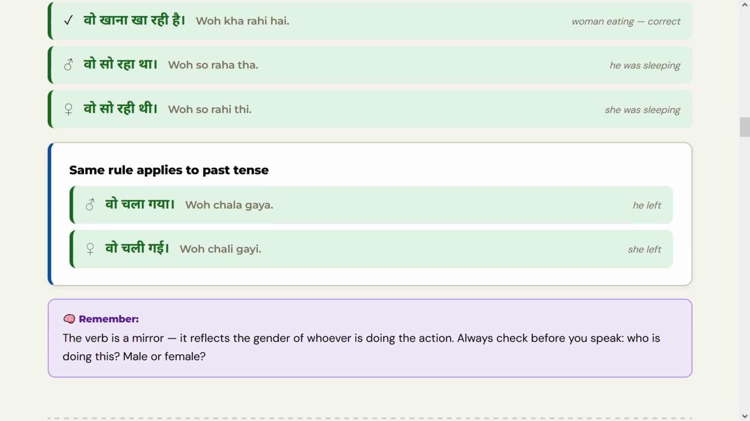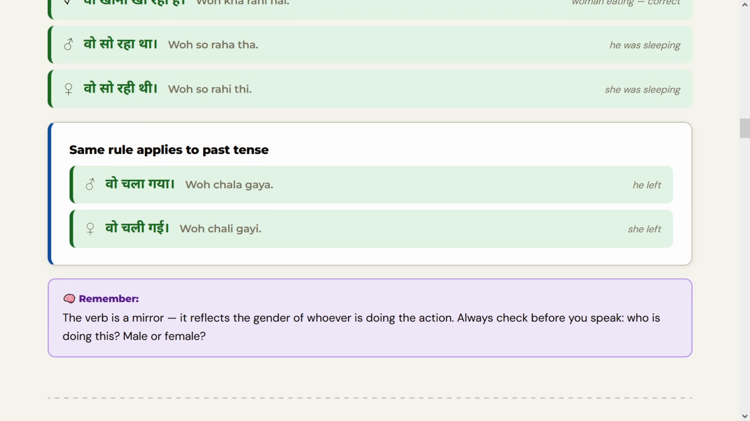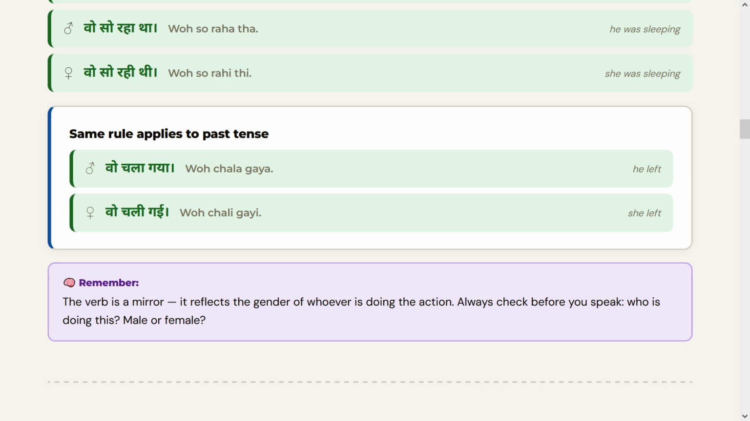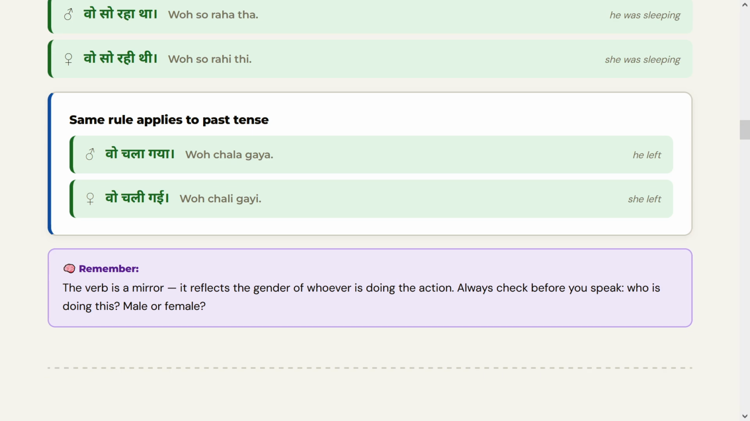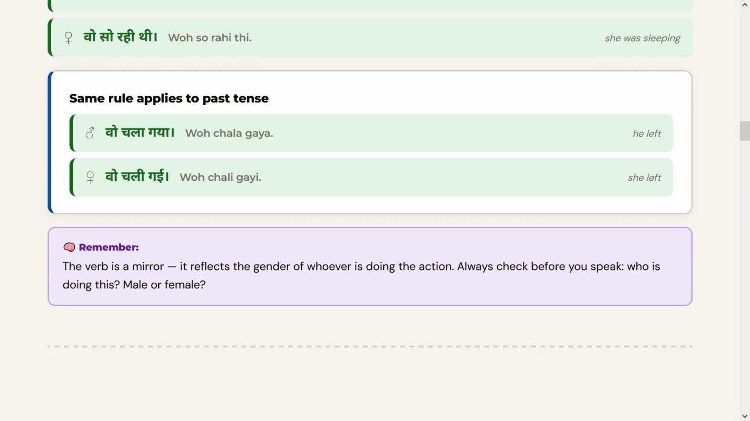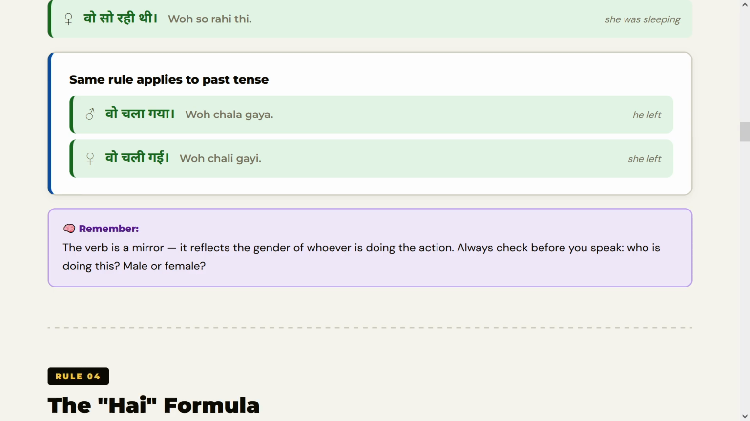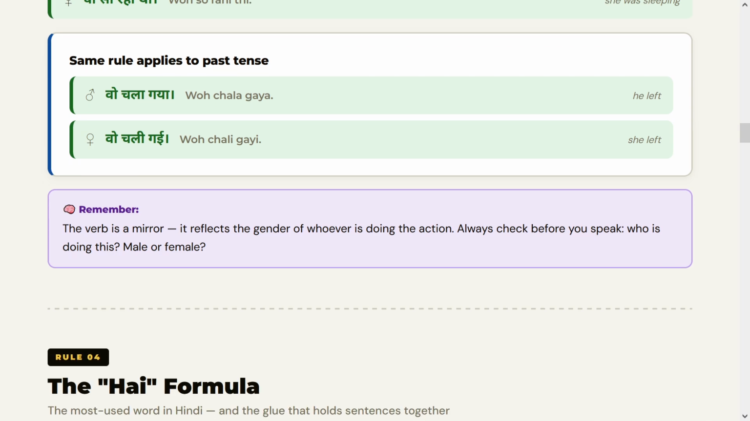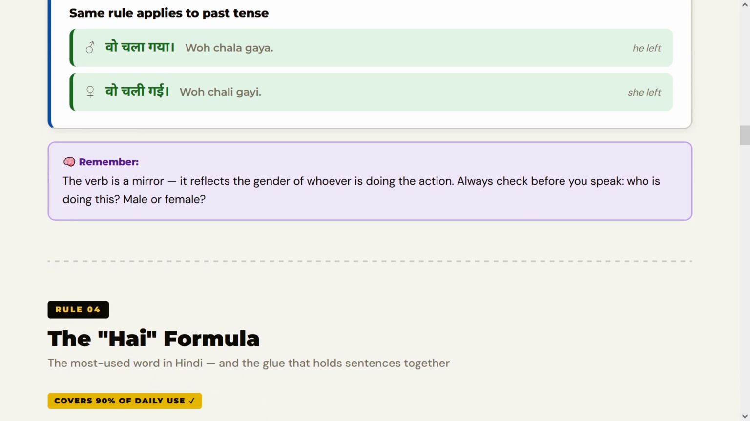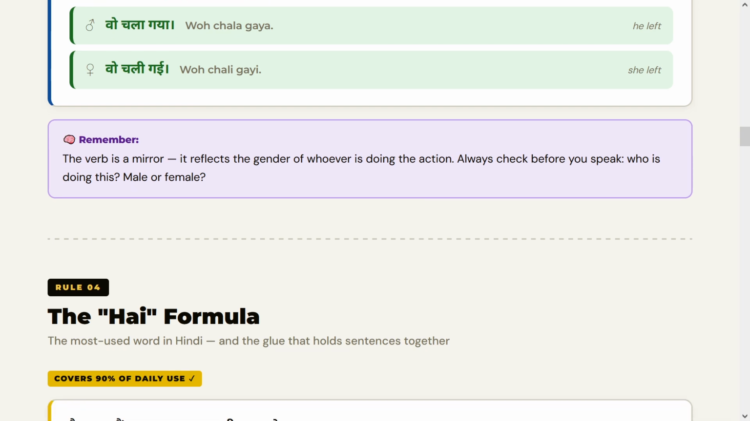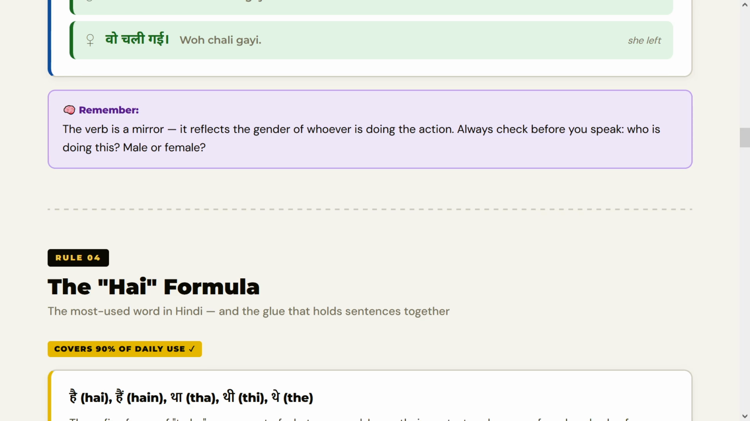He left. वो चला गया. She left. वो चली गई. Both the main verb and the supporting verb changed. Chala versus chali, gaya versus gayi. Two changes in one sentence. Memory anchor: the verb is a mirror. Before you speak, ask, who is doing this? Male or female? The verb reflects the answer.